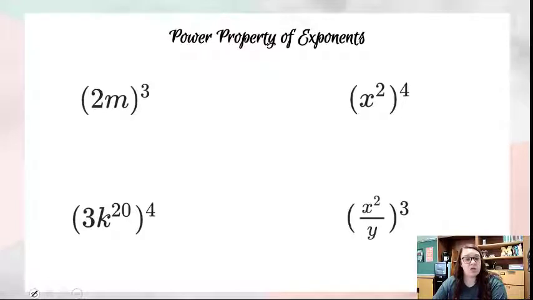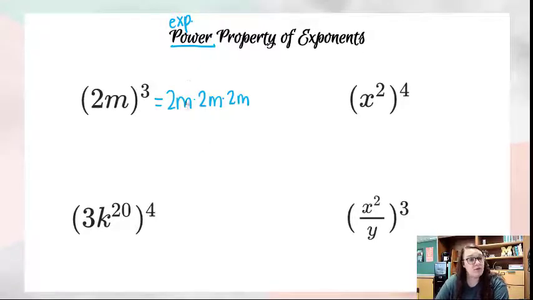The next property is called the power property. This is when you have something in parentheses and there's a power on the outside. By the way, power is another name for exponent. Let's write it out the long way and see what happens. I would have had 2m times 2m times 2m. We're trying to simplify here, so I just expanded. Let me see if I can combine like terms with multiplication. Multiplying you can do in any order, so I could write it as 2 times 2 times 2 times m times m times m. 2 times 2 is 4 times 2 again is 8, and m times m times m is m squared.